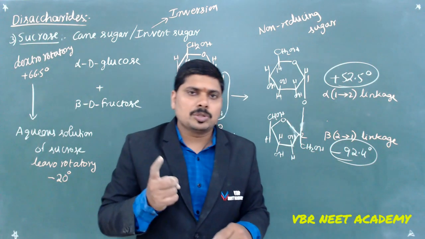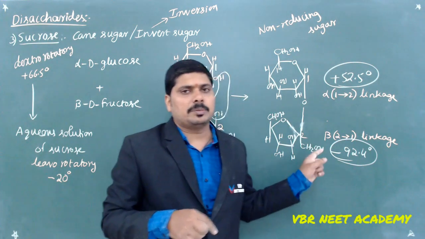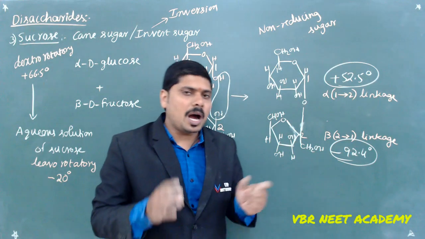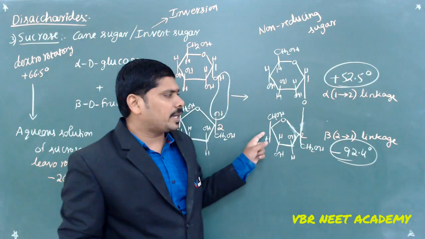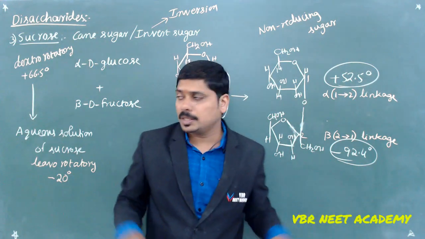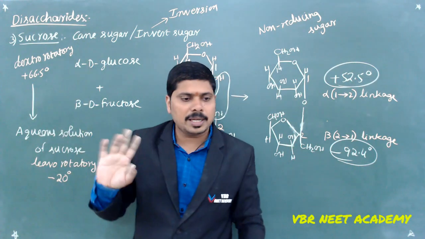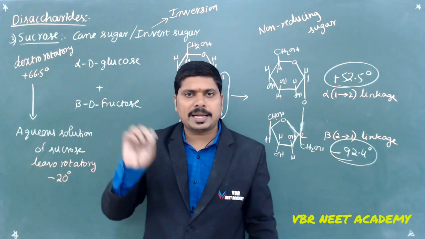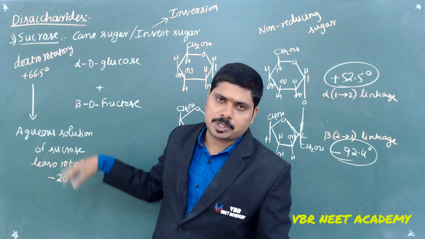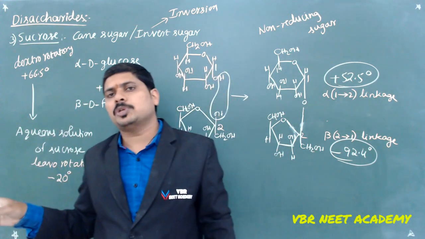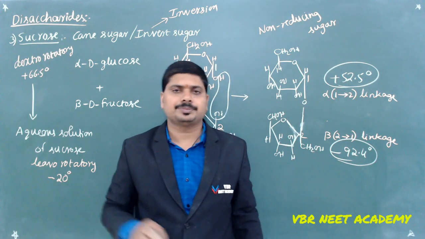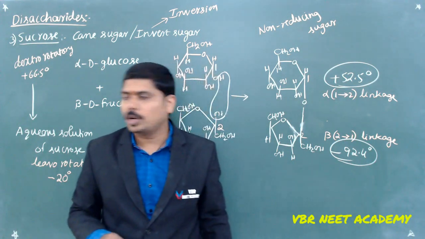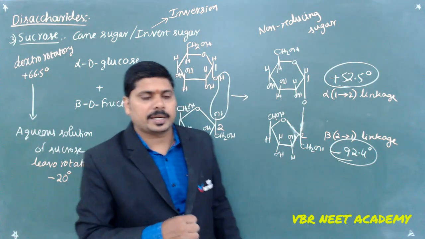And there is no mutarotation for this one because it's not a reducing sugar. Only reducing sugars can show mutarotation. Here we can't have mutarotation. This change in rotation is not called mutarotation. I said the gradual change; here it is an abrupt change. Only the gradual change is called mutarotation. Sucrose can't show mutarotation. Understand? Okay. Now we'll see the polysaccharides.